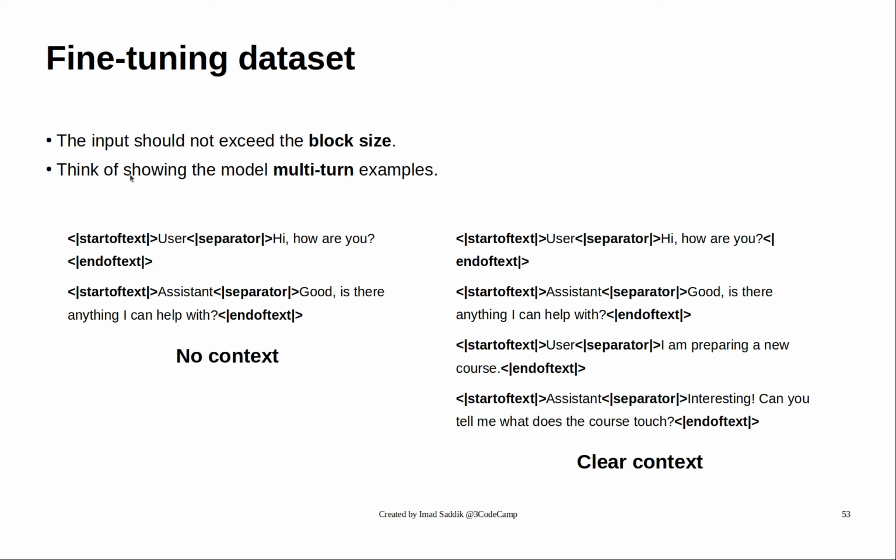And here I'm saying, think of showing the model multi-turn examples because this will help it a lot to understand how to reply to a user. In this series, I will use both approaches. I'll start with the first one because it's the simplest, and then we will evaluate the model to see if it will be able to reply to the user. It should be able to reply to common messages that are available in the fine-tuning dataset.